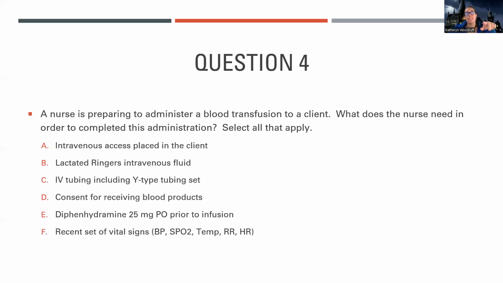And this is probably more like a knowledge question, just saying, hey, true or false. The important thing with these is sometimes when there's a long list like this, you want to make sure every part of the answer is correct, because sometimes we'll throw in something there for a loop. So A is, let's go down, true, false. Intravenous access placed in the client. True, I need IV access in order to give a blood transfusion. B, lactated ringers, intravenous fluid.